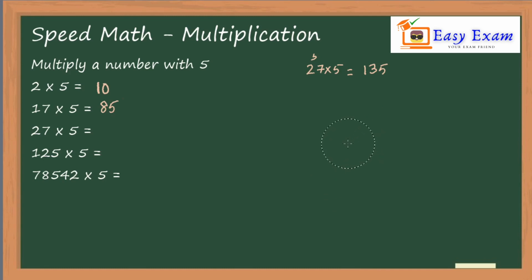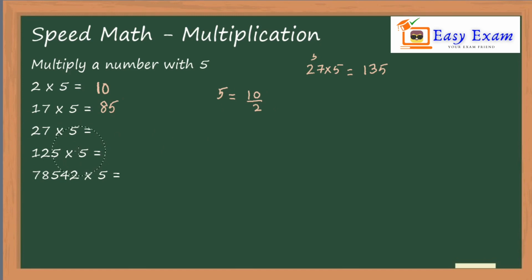So the speed math technique that we can apply here is just half the number and multiply the result with 10. Because can I write 5 as 10 divided by 2? So multiplication by 5 is nothing but halving the number and then multiplying the result with 10. Isn't it so simple?